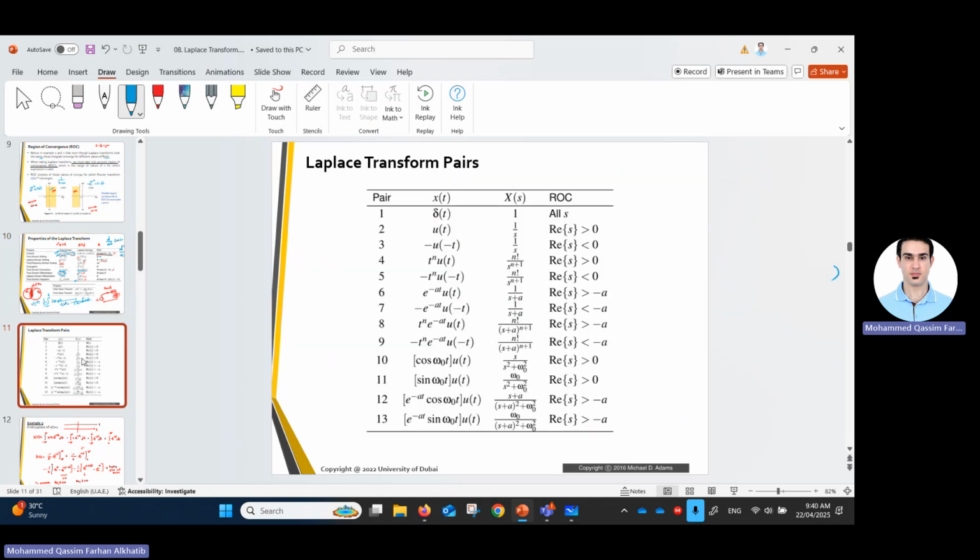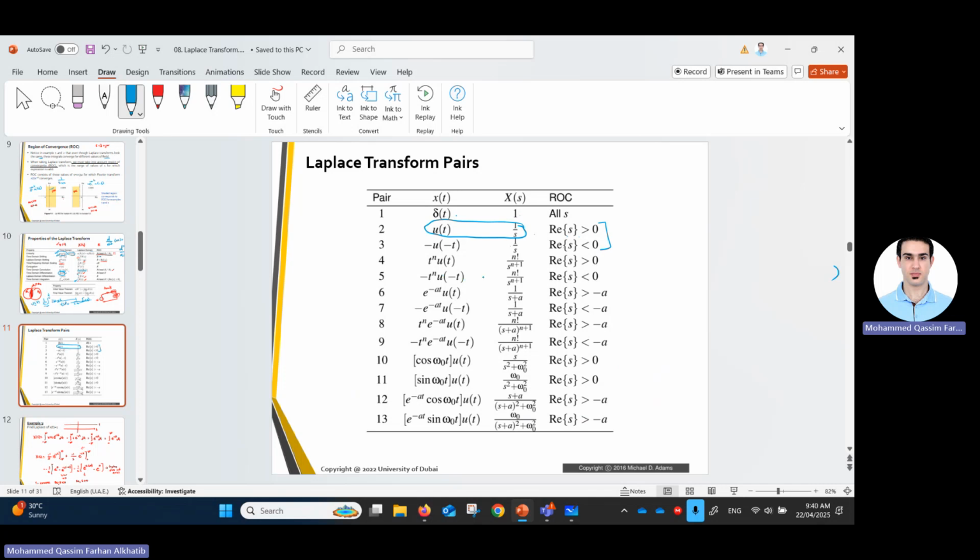All right, so here are some pairs. Delta function will lead to 1. The unit step function, we have to memorize it, or you will be provided with the tables, but rather than just looking at the tables, u of t by default is 1 over s. Negative u of negative t leads to the same exact Laplace transformation, but the difference will be in what? The region of convergence. In this one here, the region of convergence is s larger than 0. Here, s less than 0. So the difference is in the region of convergence.